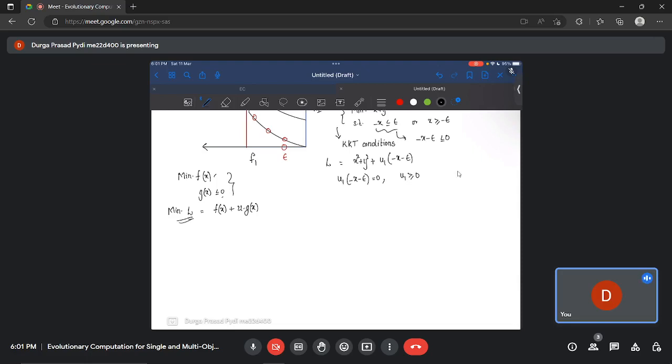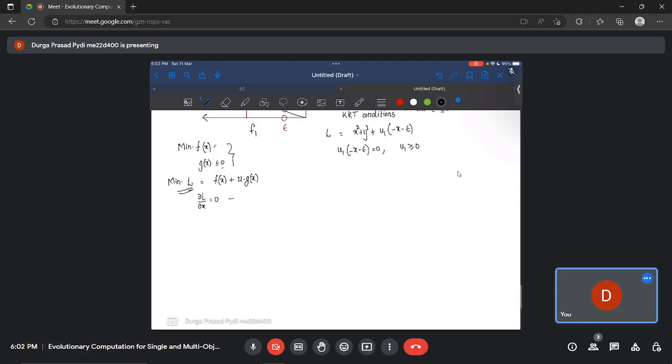So when you want to minimize L, for the stationary point condition you apply del L by del x equal to 0. This is one equation, and u is a constant which is an unknown. You won't determine it directly; it has to come from the set of equations. So how do we get that? We need another equation for that. Minimizing L should be equivalent to minimizing f of x, so this particular term should not have any contribution to L. That is my second equation: u times g of x should be equal to 0.